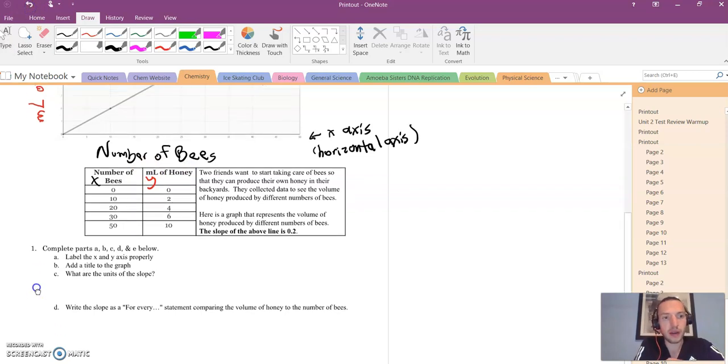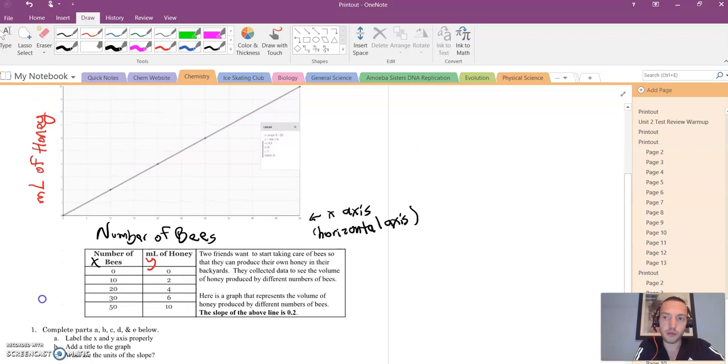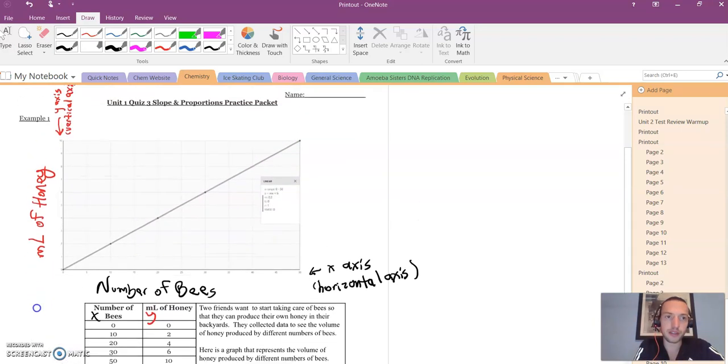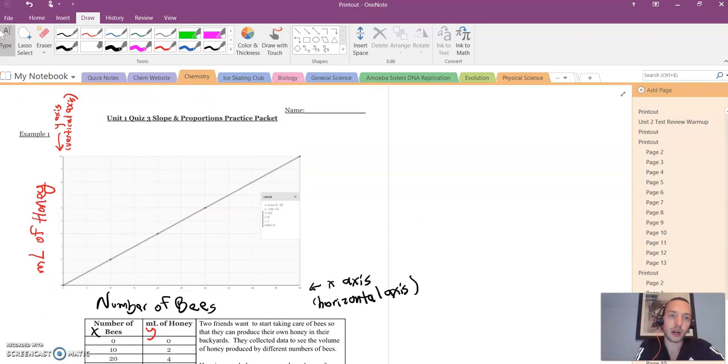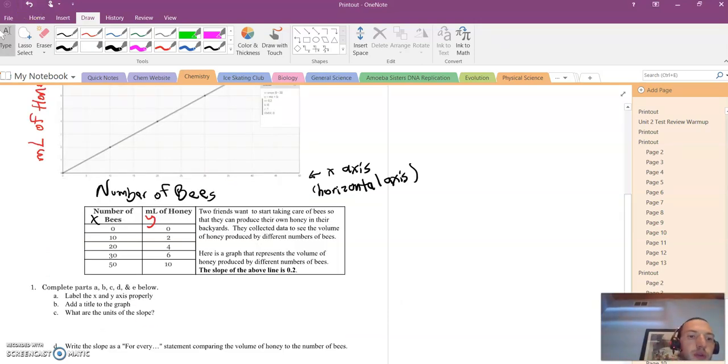Now, B says add a title to the graph. So now this is going to be a review of what we talked about in the previous video. We're just going to go y-axis label versus x-axis label. So by going y versus x, we have milliliter of honey versus number of bees. That's all you need to do for your graph title. All right, so 1C says, what are the units of slope?